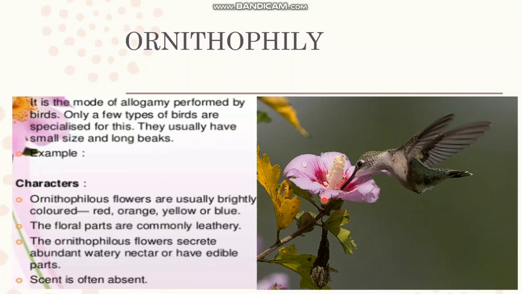Ornithophilous flowers also have specific characteristics which attract their bird pollinators. These ornithophilous flowers are usually brightly colored: red, orange, yellow or blue. Their floral parts are leathery. The corolla forms a tube-like structure at the base of which the nectaries are present, which secrete a large amount of watery, mucilaginous nectar for the birds. They do not produce any kind of scent.